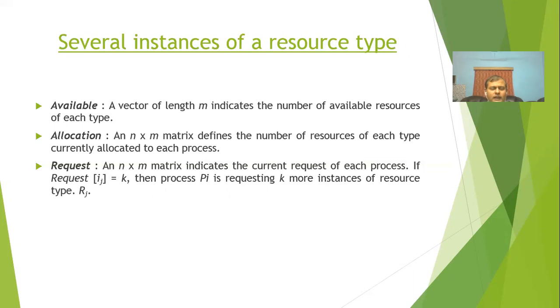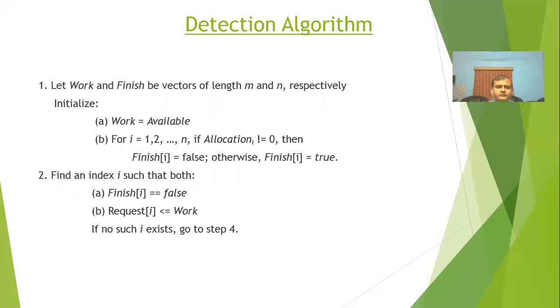One is Available. That's a vector of length m indicating the number of available resources of each type currently in the system. Allocation is an n by m matrix which defines the number of resources of each type currently allocated to each of the processes. And Request is also an n by m matrix which indicates the current request of each process. So basically, if Request[i][j] equals k, that means process Pi may request k more instances of resource type Rj in future. Now we will come to the detection algorithm part.